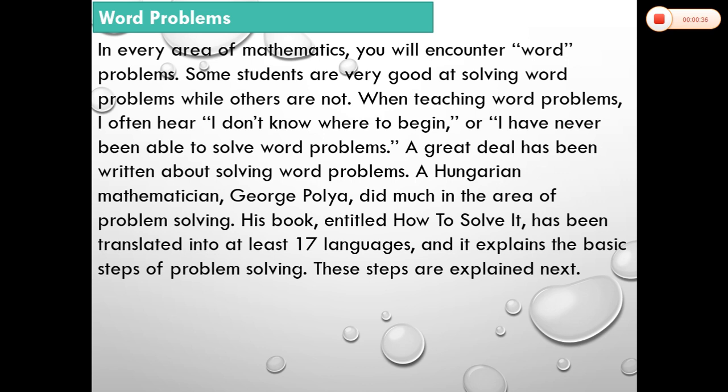A Hungarian mathematician, George Polya, did much in the area of problem solving. His book, entitled How to Solve It, has been translated into at least 17 languages, and it explains the basic steps of problem solving. These steps are explained next.